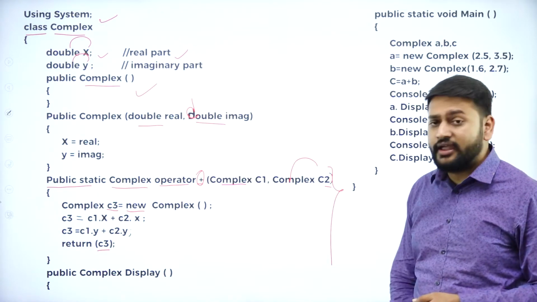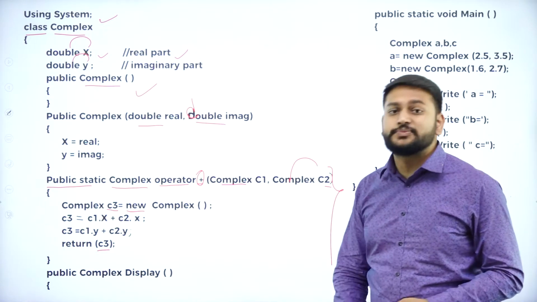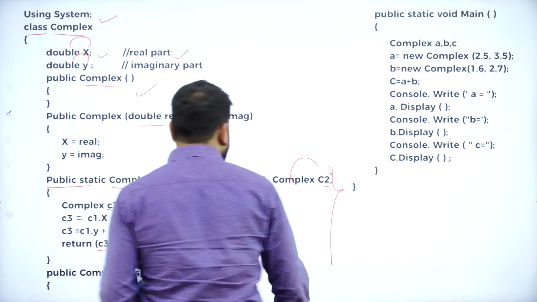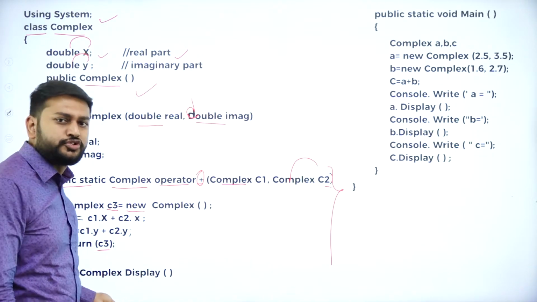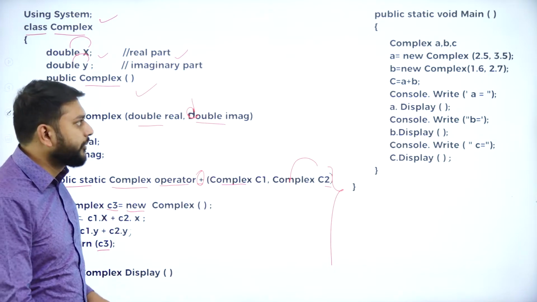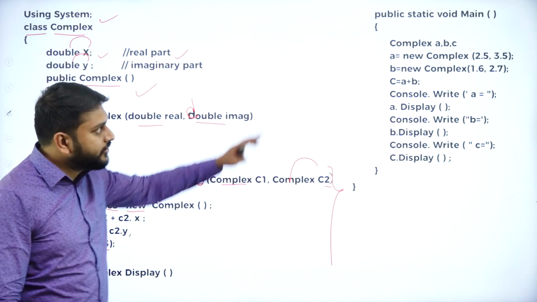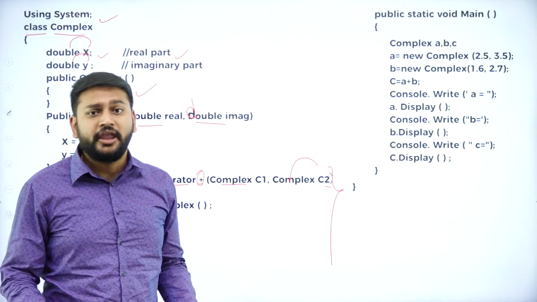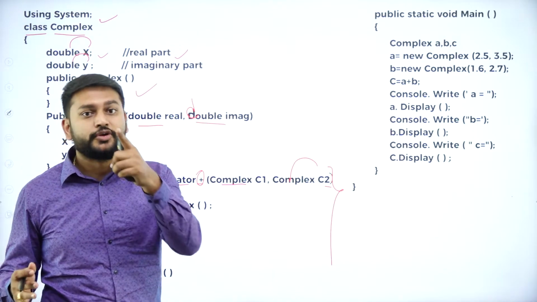Then finally I will be using the display function to display the value. I'll just use a print statement to print the x value and y value of C3, is what you need to remember. When it comes to this part, obviously you need to have the main function for all the programs, is what you need to remember.